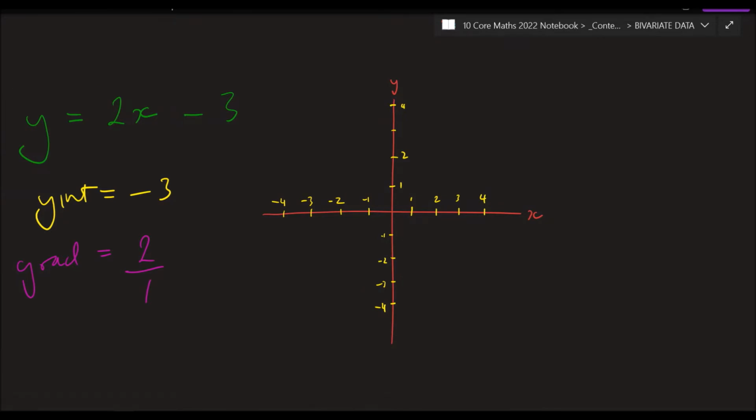So let's do the y-intercept. According to this, the y-intercept is -3. So on my y-axis, where is -3? Anyone know? Where is it? Tell me.